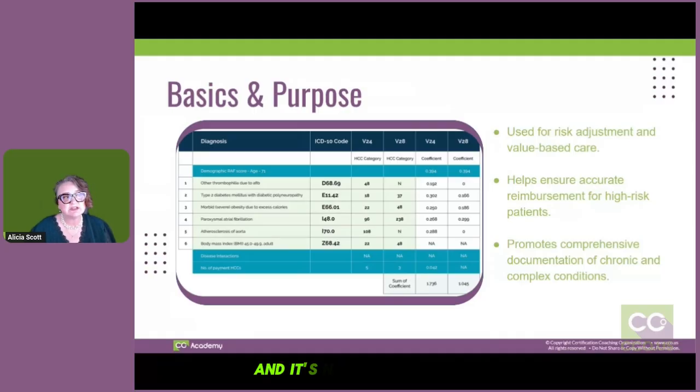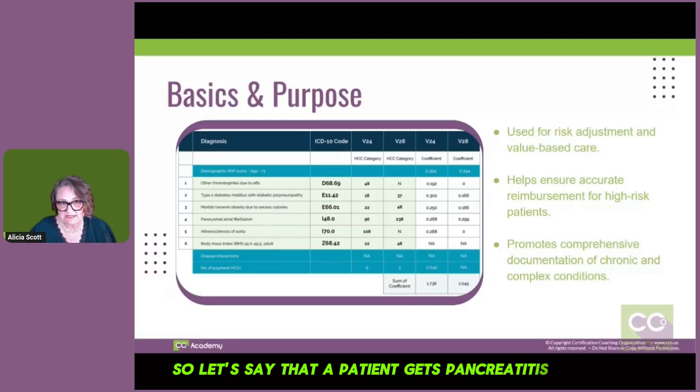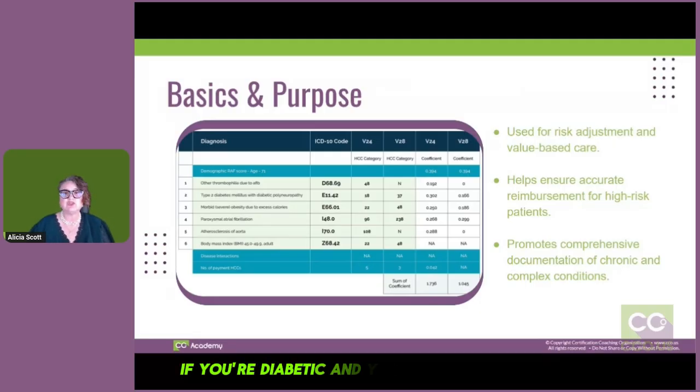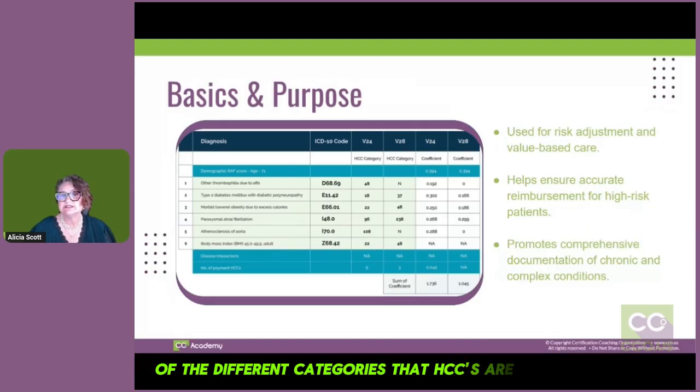And it's not just chronic, it also is complex. So let's say that a patient gets pancreatitis. If you're a diabetic and you get pancreatitis, then that's two diagnoses that is driving that patient. This is an example of the different categories that HCCs are put in.